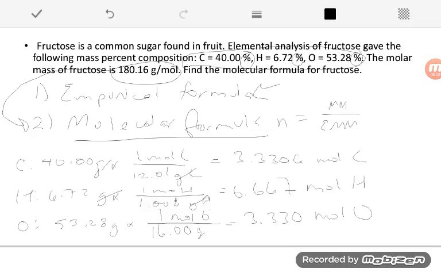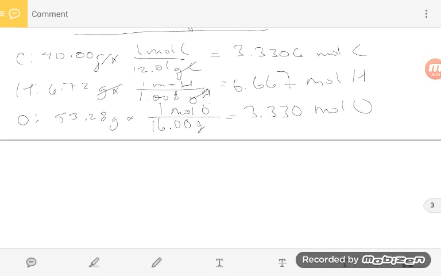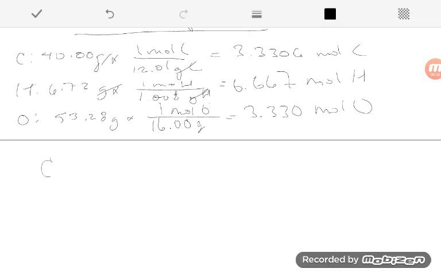So now I'm going to write a pseudo formula. When I say write a pseudo formula, what that means is I'm going to write a formula that looks like CHO. And for the subscripts, I'm going to use the numbers I just figured out. So C gets 3.33, and we'll just round that to 3.331 right there. Hydrogen gets 6.667. Oxygen gets 3.330. So this was step 1, convert to moles. Step 2, write a pseudo formula.